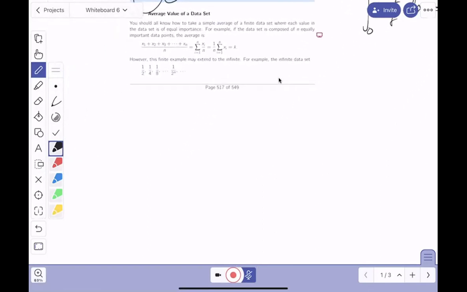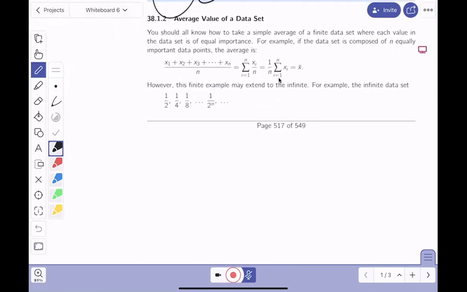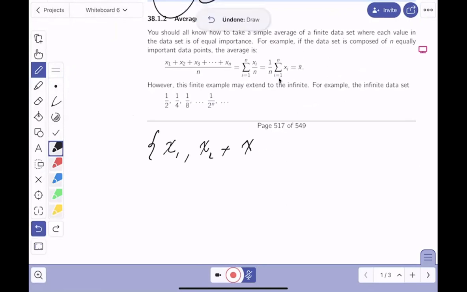Let's talk about the average value. And I'm going to point out, for a finite set, it's really easy to do that. For a finite set, you'd have samples, x1, x2, x3, yada, yada, yada, up to xn. I'm just writing down the set, not adding them together. So this is going to be our sample set.